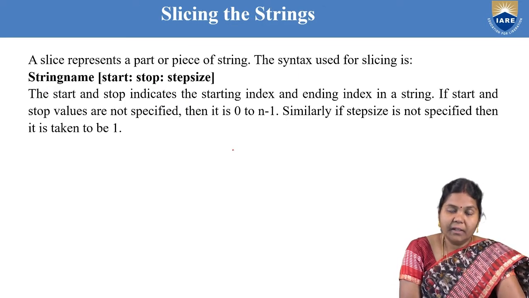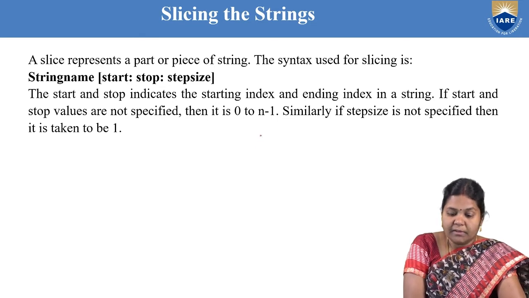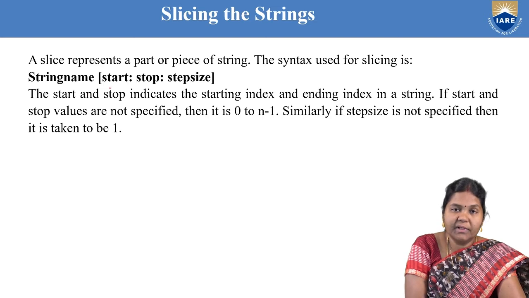Next, one of the fundamental operations on strings is slicing. Slicing is nothing but extracting a part of the string, or extracting a substring from the main string. So how do we do slicing? For slicing, the colon operator is used very popularly in Python. The syntax for slicing is the string name followed by square brackets.